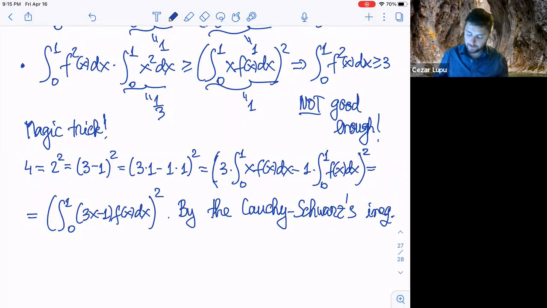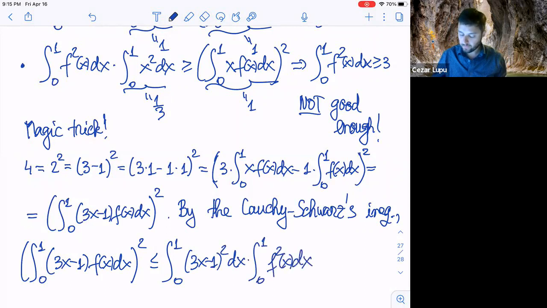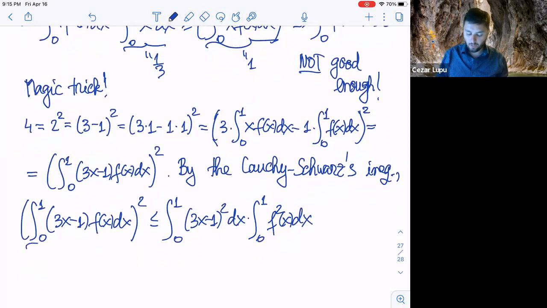we have that this integral here, the integral from 0 to 1 of (3x minus 1) times f of x dx, squared, is less or equal than the integral of (3x minus 1) squared times the integral from 0 to 1 of f squared of x dx. All right, great. So we know that this guy is 4, all of it together. And now we only need to compute this integral.